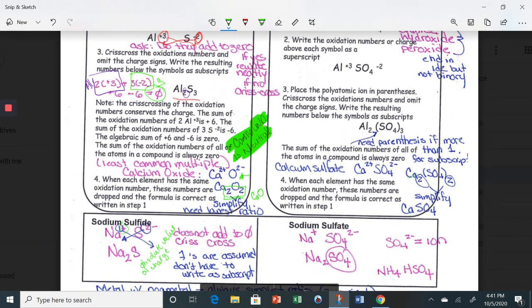All right? I asked that question. See this right here? It does not add up to 0, so I crisscross. Always ask that question. And then you don't have to write any 1s. It's assumed. Notice how the sulfur doesn't have a 1 here. We don't need to write that. It's assumed that the 1 is there. Okay?